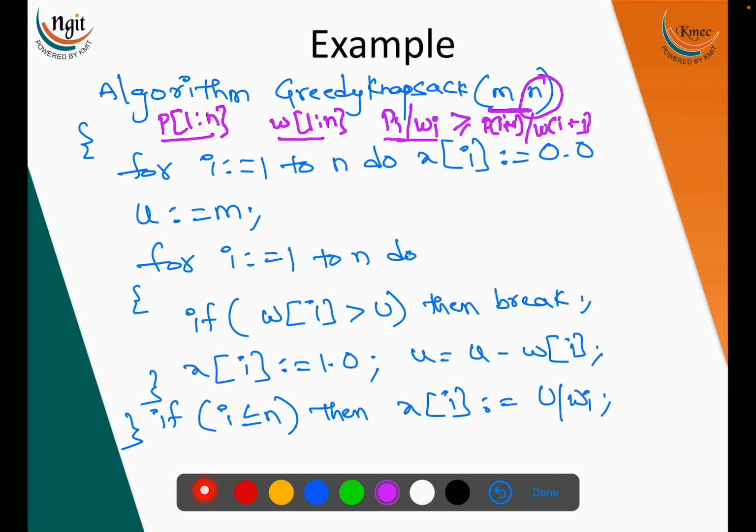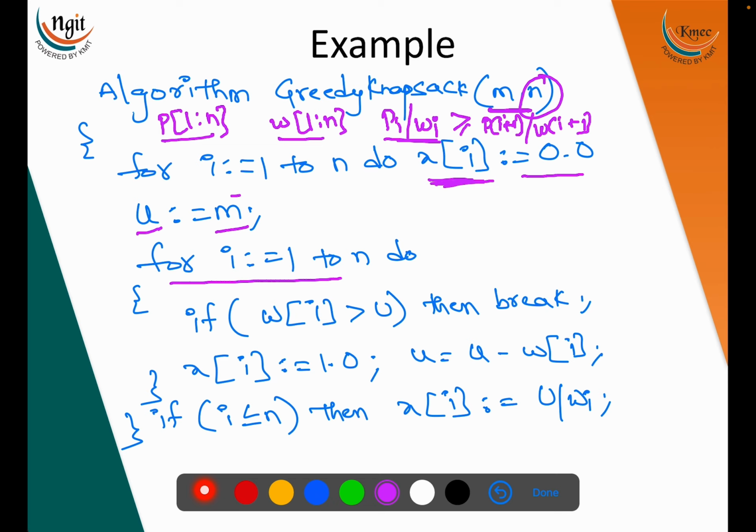This is the most important thing. m is the knapsack size, and x is the solution vector, where I am going to include the subset of the solution in an array. For i equal to 1 to n, x of i is equal to 0.0. That means the solution is empty before we start the procedure. Now I assign the bag capacity to the variable u, and then go through each element to find out whether it is feasible or not.